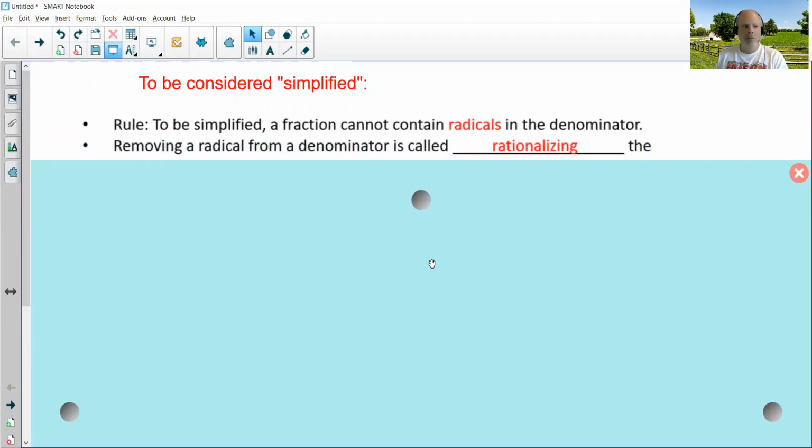Removing a radical from the denominator of a fraction is called rationalizing the denominator. So that process is what today's lesson is on: rationalizing denominators, or removing radicals from denominators.